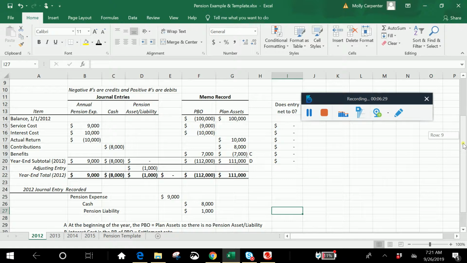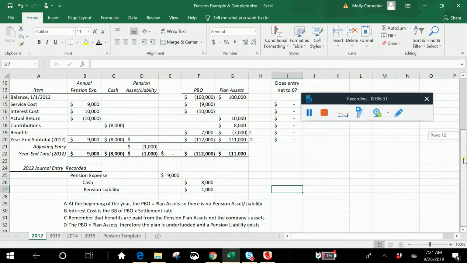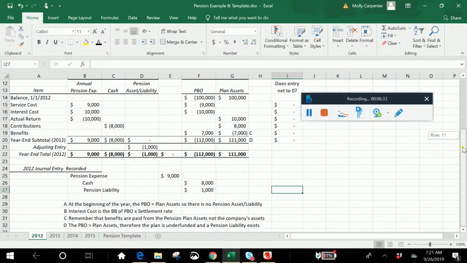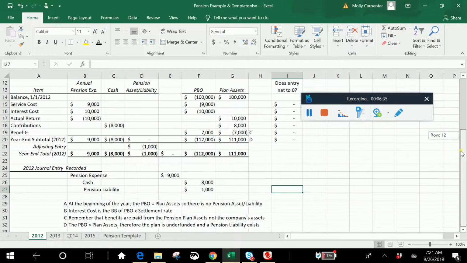At the bottom here are just some reminders about how a couple of the numbers were calculated. And now we're ready to move on to 2013. Before we move on to 2013, it's important to take a look at our ending balances. For our PBO and our plan assets, we're going to want to carry over that 112 and that 111. We're not going to carry over the cash balance, because keep in mind that this is the activity of cash, not the actual cash balance.